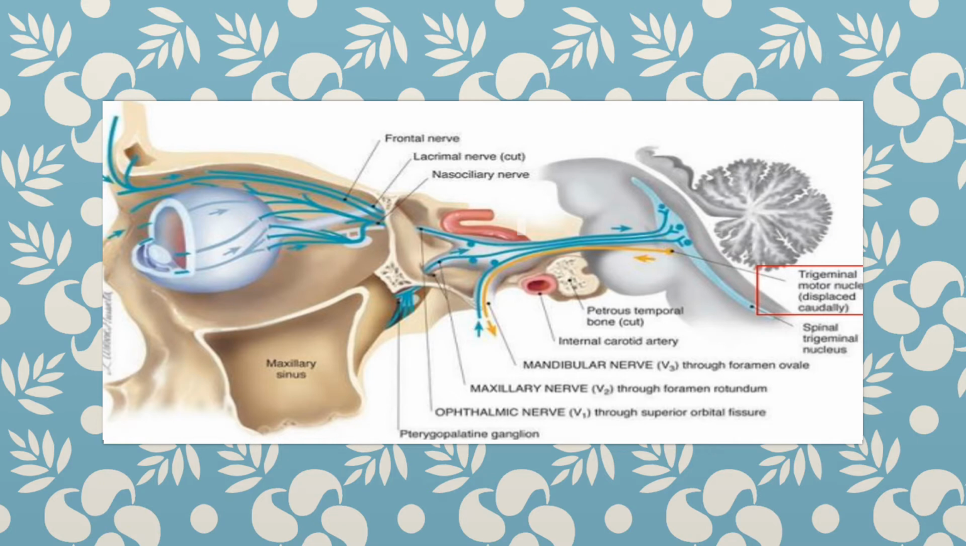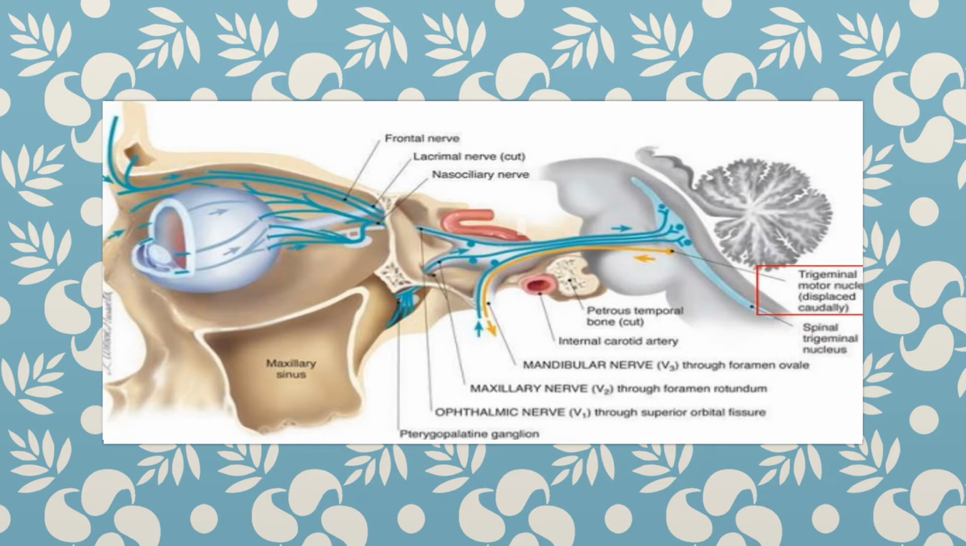In the orbit you can see here the frontal nerve, the lacrimal nerve and the nasociliary nerve. They all are present in line on the top of the figure. Here you can see them all very clearly. Then we come to the first nerve, that is the lacrimal nerve. This is a small nerve.